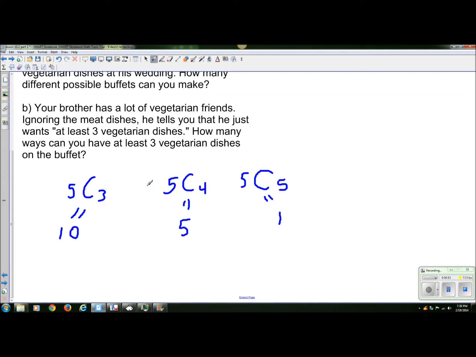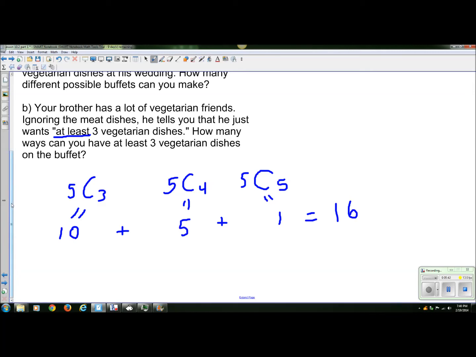What do we do with these numbers now that we have them? Well, we have the possibility of choosing 3 dishes, and if that's the case, there's 10 ways to do it. So we could make a list of those 10 ways, and then we want to add on to that list another 5 ways we could do this, in the case that we had 4 dishes. And then finally, we want to add the possibility of having all 5. So really, this is a case where we add our possibilities. When you see words like at least or more than in problems like this, it usually means that you're going to be adding.